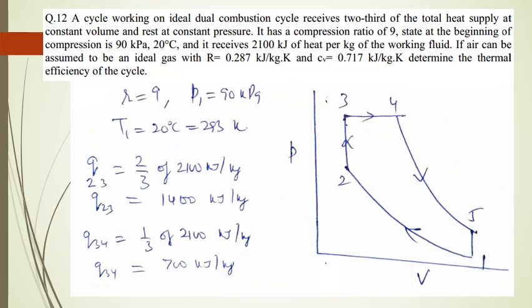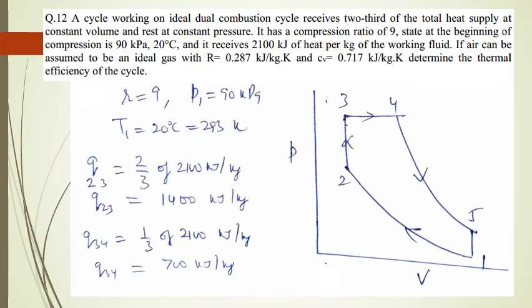A cycle working on ideal dual combustion cycle receives 2/3 of the total heat supply at constant volume and the rest at constant pressure. It has a compression ratio of 9. The state at the beginning of compression is 90 kilopascal, 20 degrees Celsius, and it receives 2100 kilojoule of heat per kg of the working fluid. If air can be assumed to be an ideal gas with R equal to 0.287 kilojoule per kg per Kelvin and Cv equals 0.717 kilojoule per kg per Kelvin, determine the thermal efficiency of the cycle.